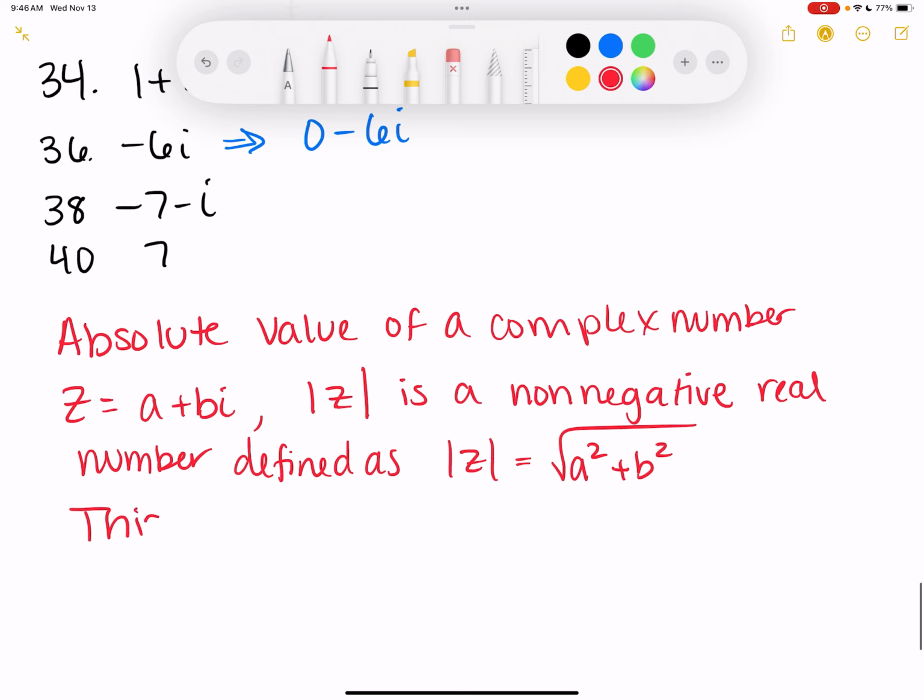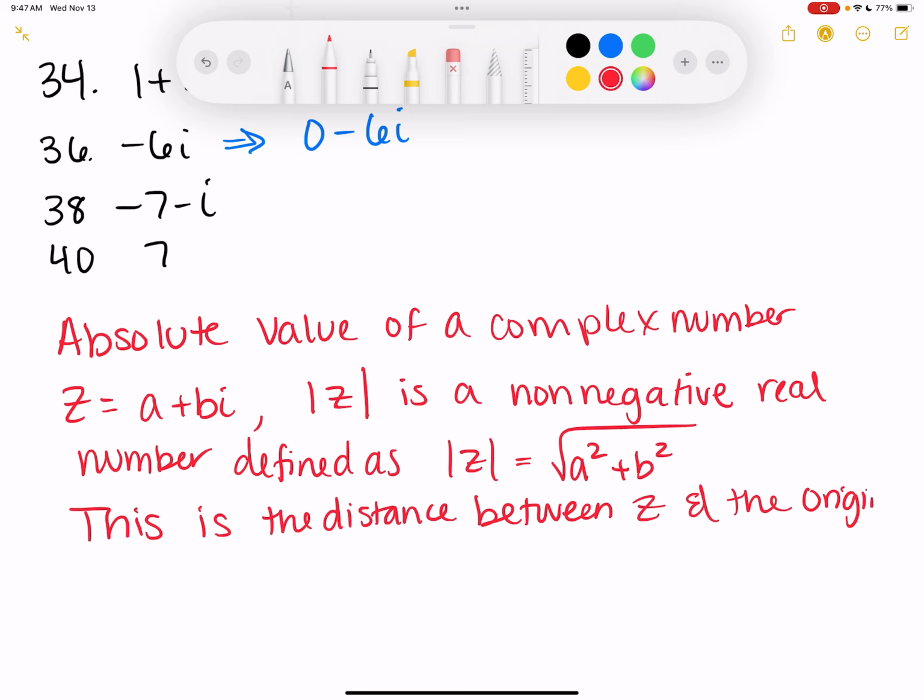Well, where's the z squared? Oh, because you have to take the square root of it. I'll show you where I'm getting the triangle from in a second. Let me finish writing this. This is the distance between z and the origin in the complex plane.